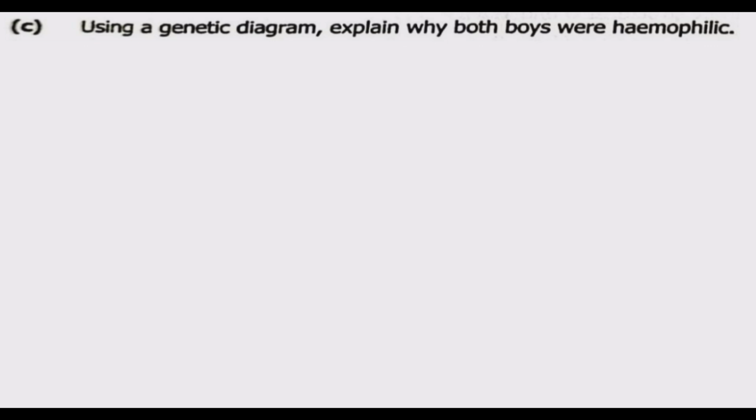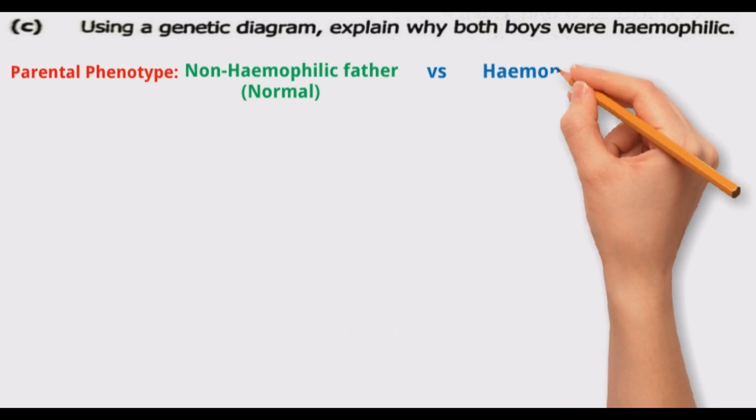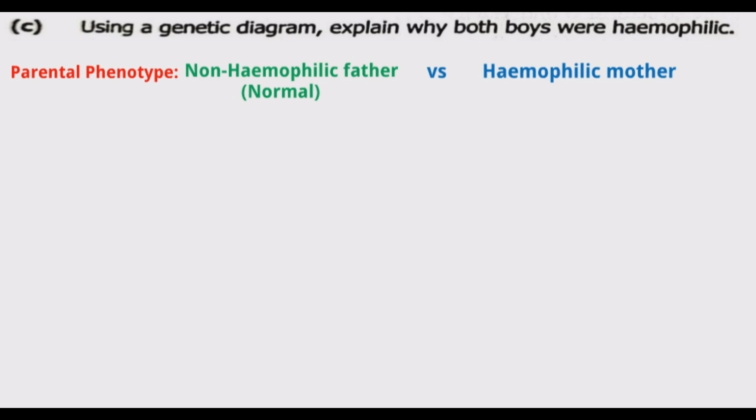The actual question is: using a genetic diagram, explain why both boys were hemophilic. First we start with the parental phenotype. The father is non-hemophilic, so the father is normal. The mother, we are told in the statement, is hemophilic. That means the mother has a medical condition.